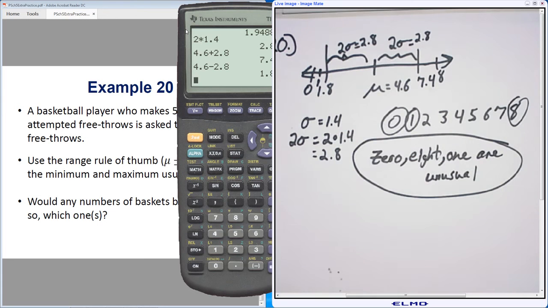Now, what does that mean? It means that if this player shoots 8 times, it would be highly unusual, statistically speaking, for him or her to hit only 8 of them, 1 of them, or none of them. So there's a very low probability that they'll hit exactly 0 baskets, or exactly 1 basket, or exactly 8 baskets. Those are unusual.